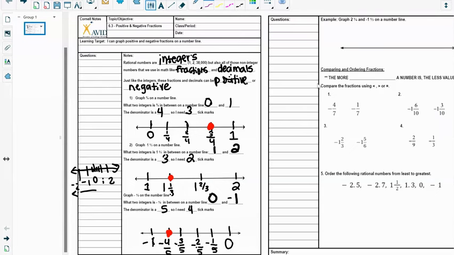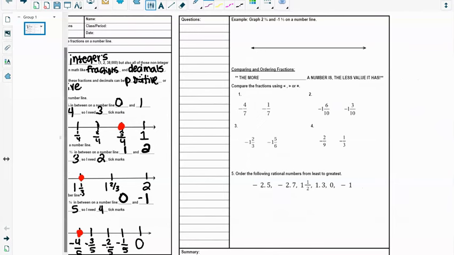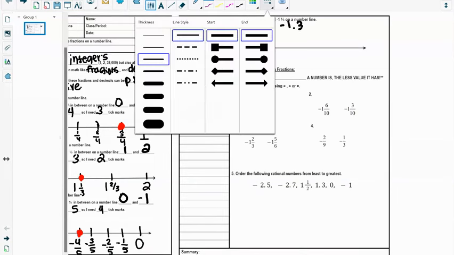I'm going to have us redo a different example for this next one because we didn't do any decimals. So let's take this out and let's graph 2.3 and negative 1.3. That way we can practice a decimal.